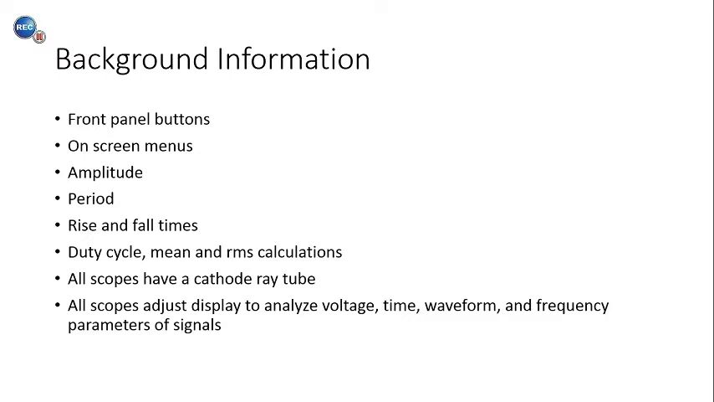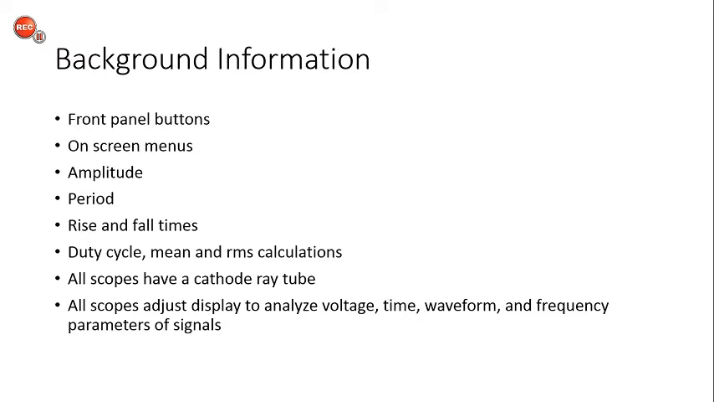The oscilloscope is very good at telling us the amplitude of a waveform, also the period of a waveform, and also the rise and fall times. For example, square waves look like the voltage changes from one level to another instantly, but actually that takes time. That would be the rise and fall time of a signal. They can calculate the duty cycle. The average and the RMS values can all be calculated by an oscilloscope.